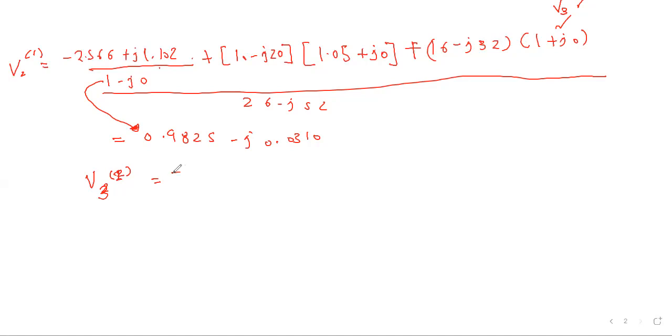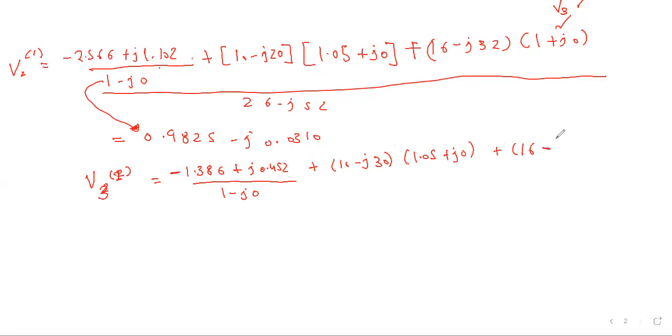Okay, then here it would be 1.386 plus j0.452. The V3 formula I have written there, the same formula, minus j0, and so on. This is 10 minus j30, 1.05 plus j0, then plus 16 minus j32.